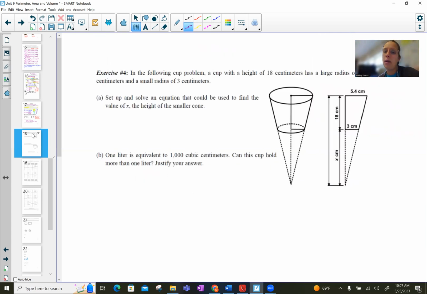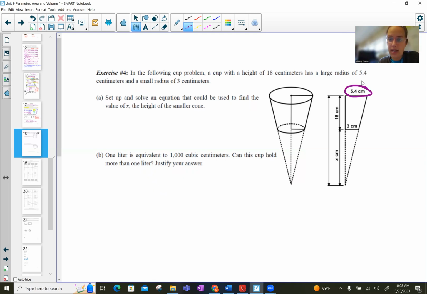In the following cup problem, a cup with a height of 18 centimeters has a large radius of 5.4 on the top, and a small radius of 3 centimeters. Notice the height of the cup is the 18 centimeters. Now, we don't know how much of the bottom is being cut off. That's our unknown. But if they are similar shapes, and we've been dealing with similar shapes pretty much all year on Delta Math, look at these two similar shapes.